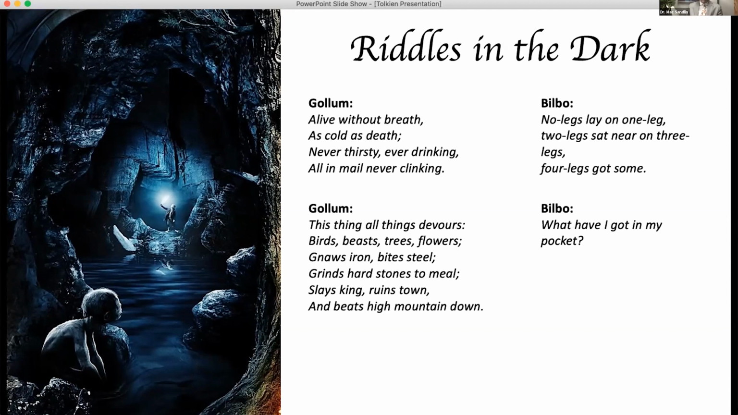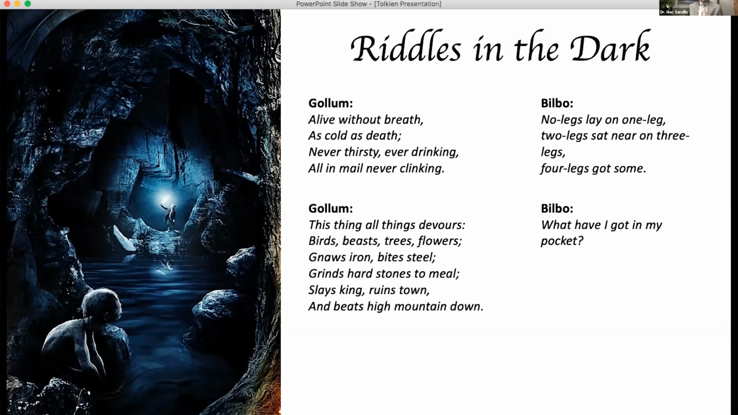By this time, he's thinking about eating as well. He's been getting out of his boat to try and eat Bilbo up. Bilbo has fish on the brain, and so he also offers a fish riddle. No legs lay on one leg. 2 legs sat near on 3 legs. 4 legs got some. This is generally people's least favorite of the riddles in the contest.